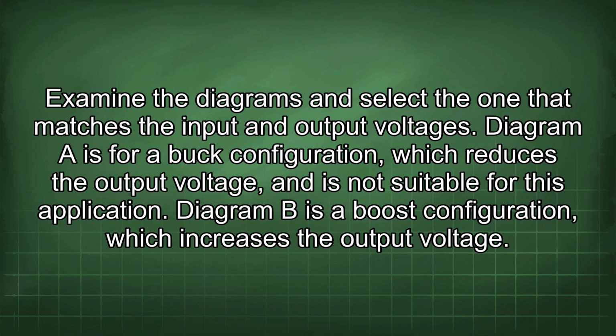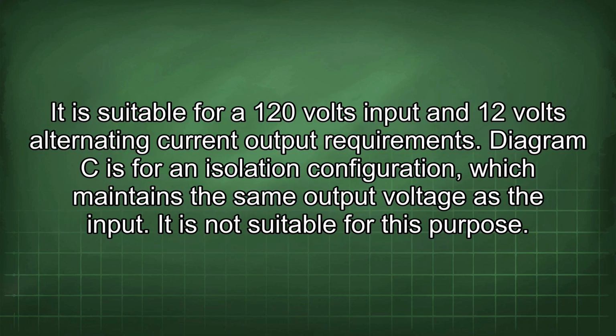Diagram A is for a buck configuration, which reduces the output voltage and is not suitable for this application. Diagram B is a boost configuration, which increases the output voltage. It is suitable for a 120 volts input and 12 volts alternating current output requirements. Diagram C is for an isolation configuration, which maintains the same output voltage as the input. It is not suitable for this purpose.